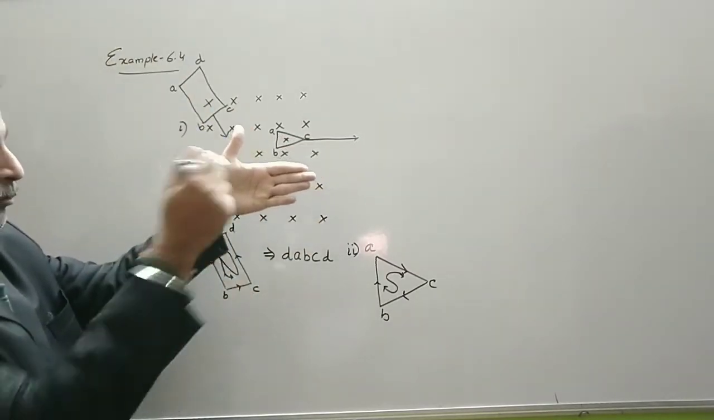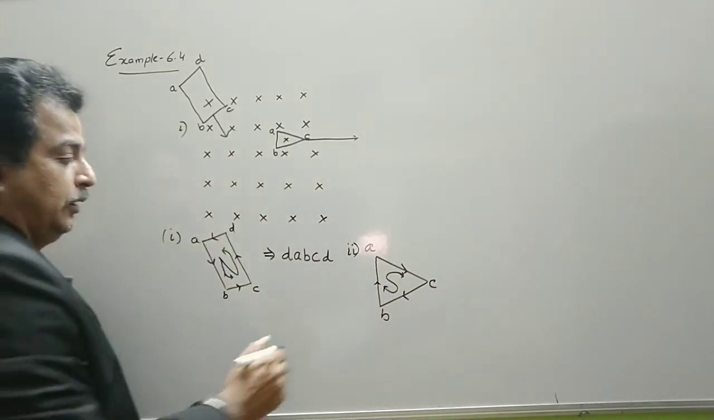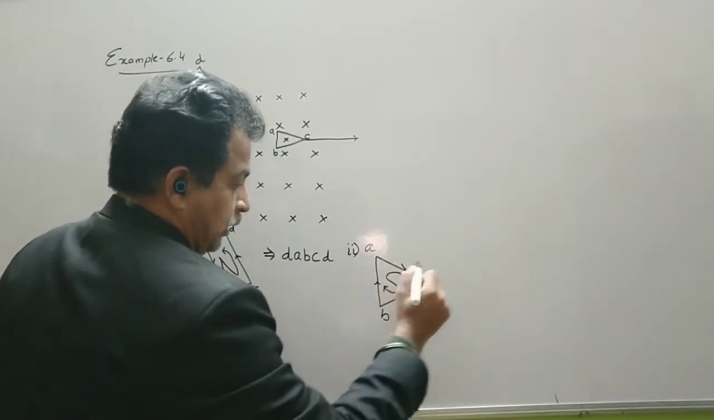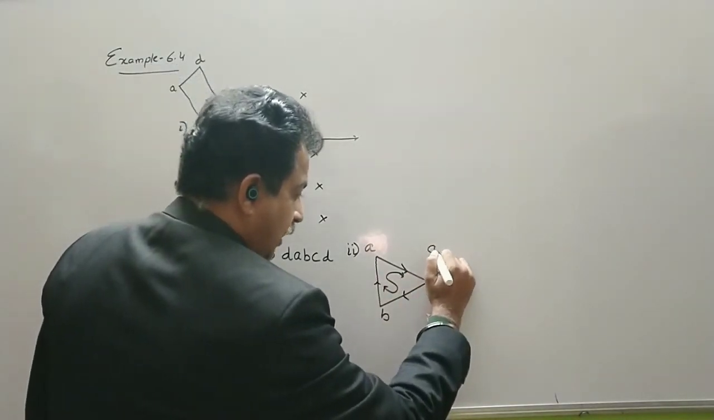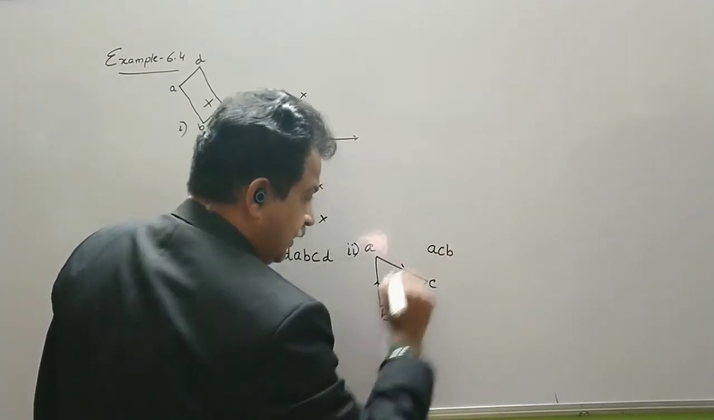So we should add up the field lines inward only. Now if I add inward field lines, then it should be a south pole. The face should behave like a south. So the current direction should be ACB, ACB, A.